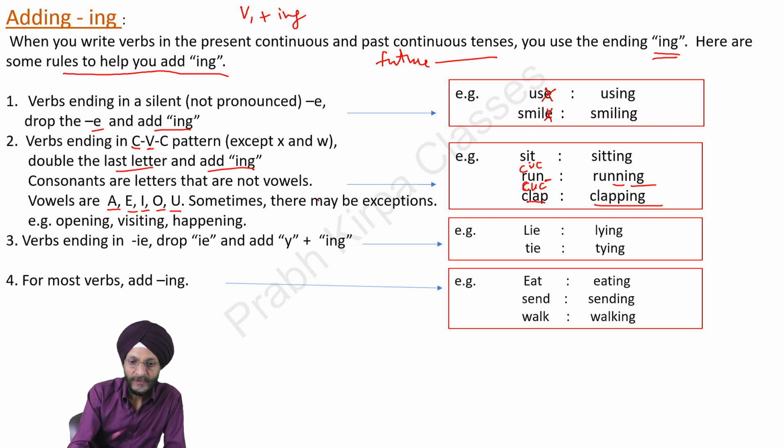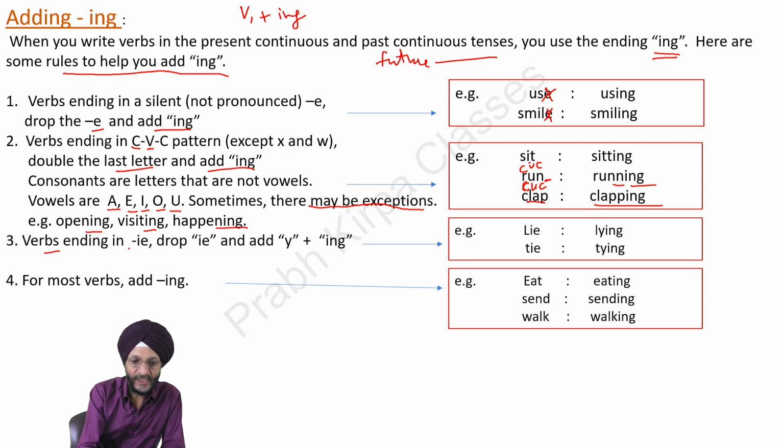However, sometimes there may be some exceptions to this rule. For example, open becomes opening. Here we have not doubled N. Visit becomes visiting. We have not doubled T. And in case of happen, we have happening. But here N has not been doubled. Normally, the last letter is doubled in case of the verb following CVC pattern.